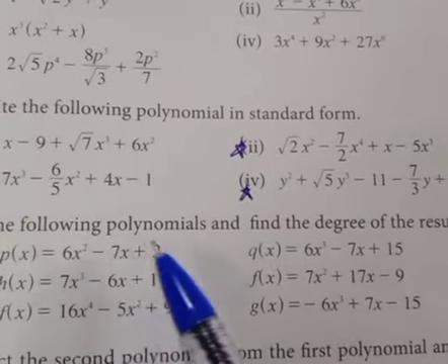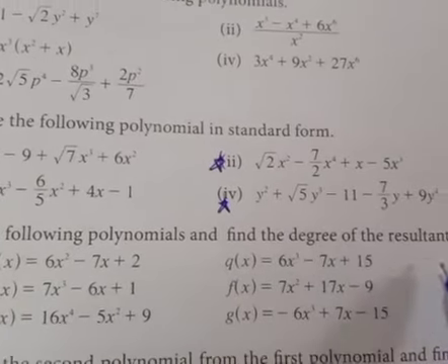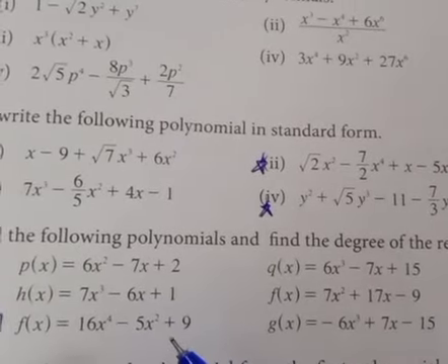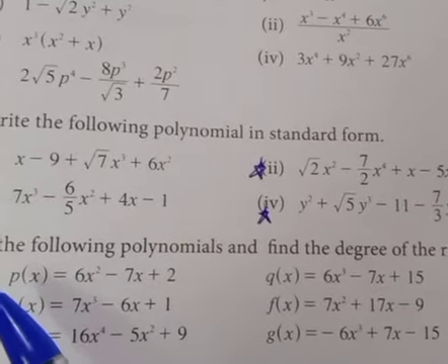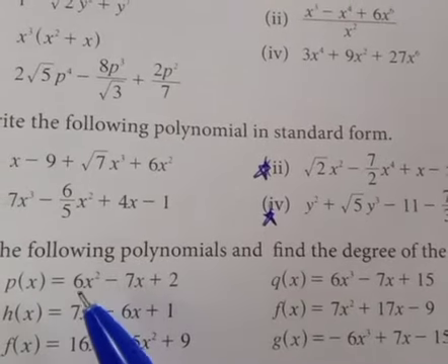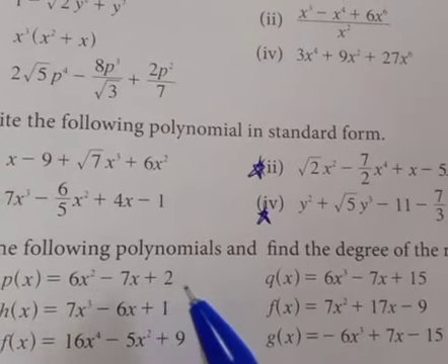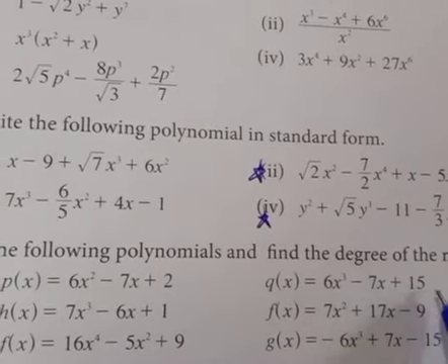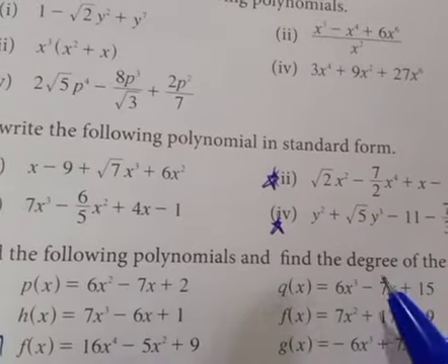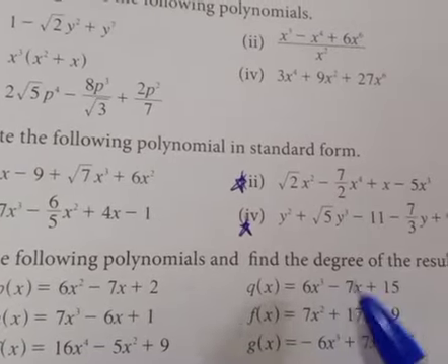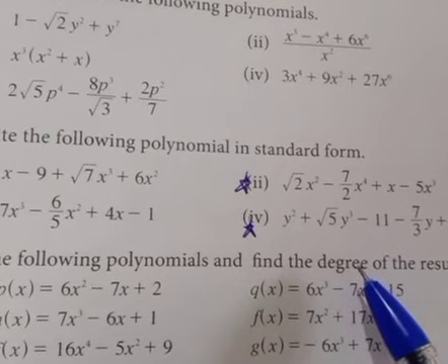Fifth problem: add the following polynomials and find the degree of the resultant polynomial. Here 3 problems are given. I am going to teach the first problem, and the remaining you have to find out yourself. That is, p of x is equal to 6x square minus 7x plus 2. Q of x is equal to 6x cube minus 7x plus 15. We have to add these two polynomials, then from their result you have to find the degree, that is the highest power.